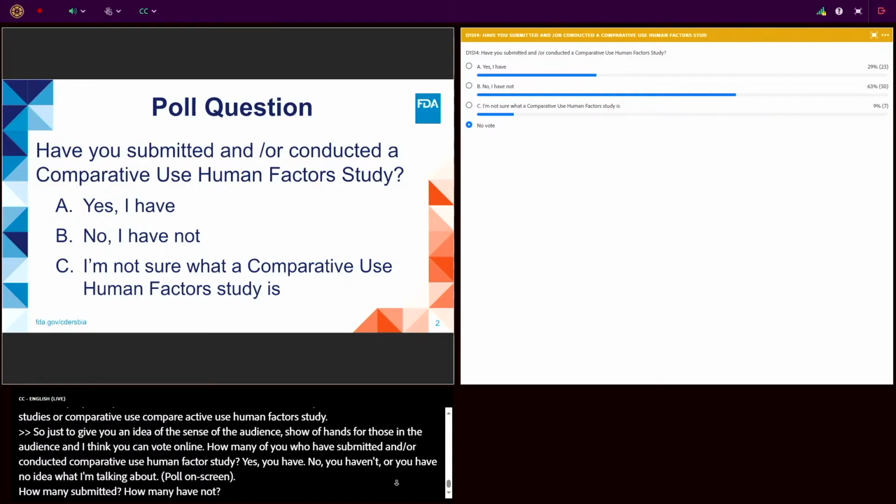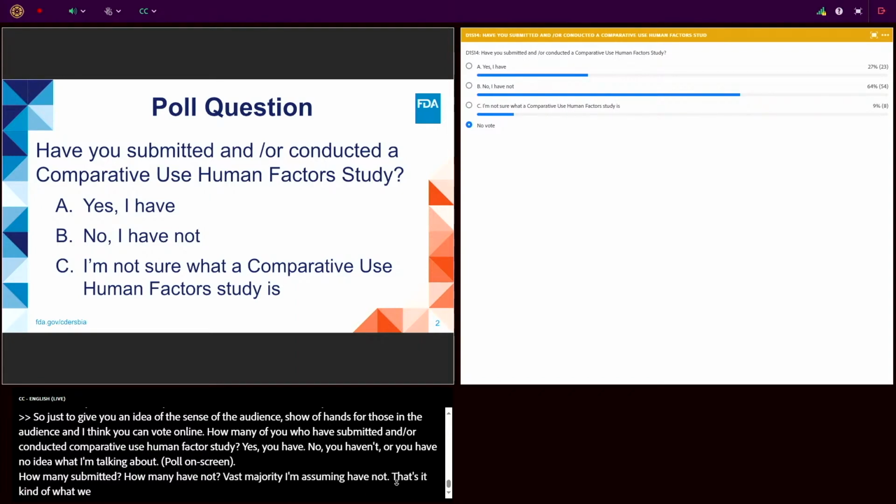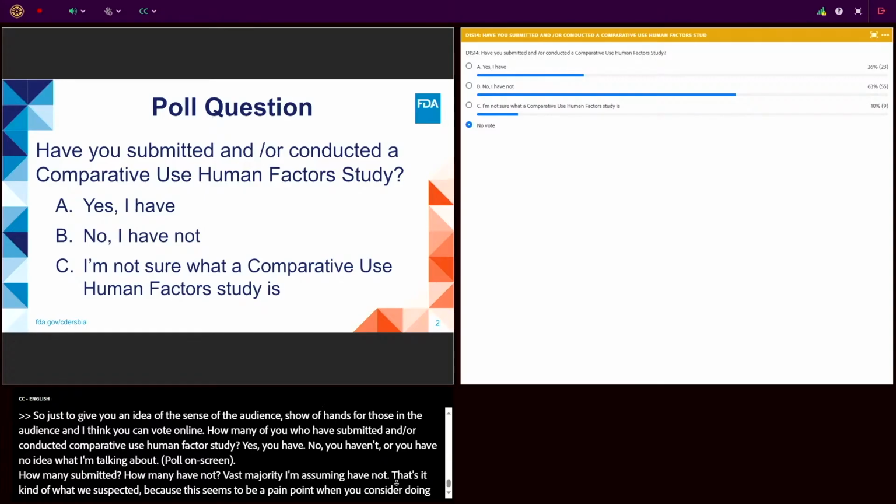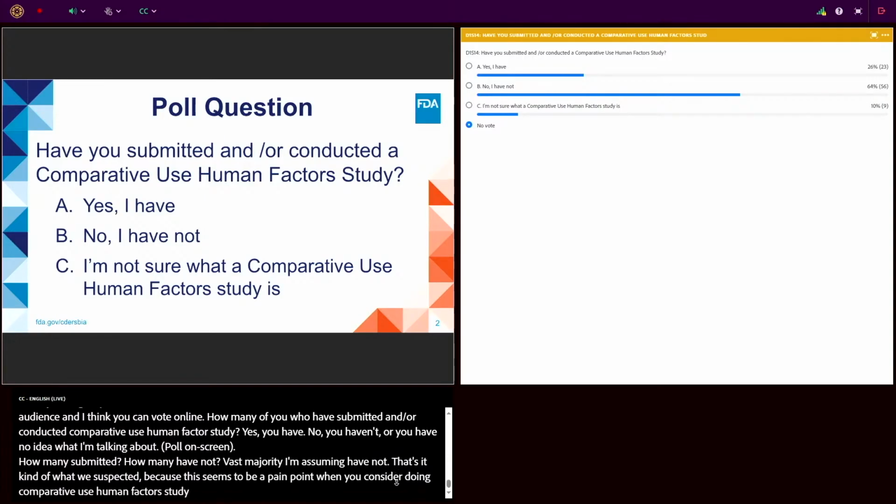Okay. That's kind of what we suspected, because this seems to be a pain point when you have to consider doing a comparative use human factor study because you have an other design difference. This has been considered a pain point, and so it's one of the reasons why the research program was started.